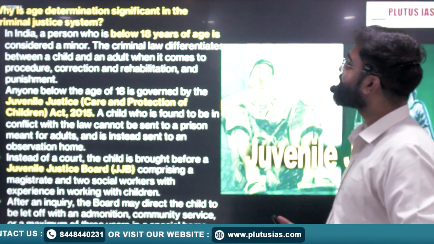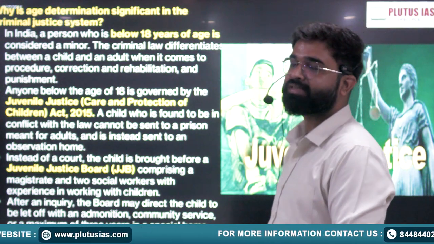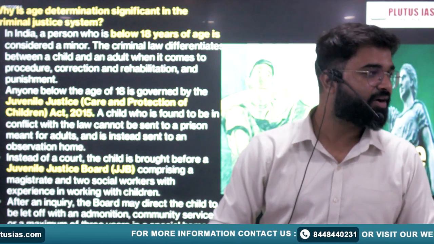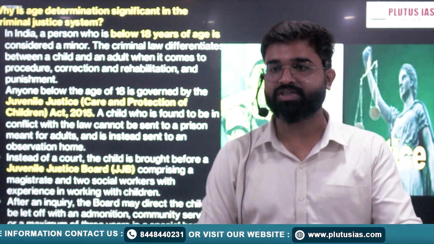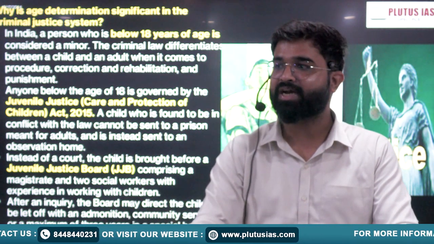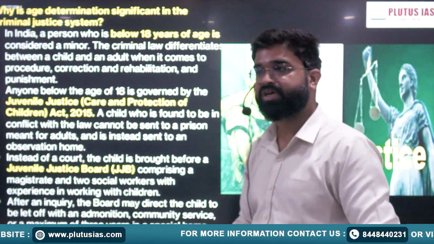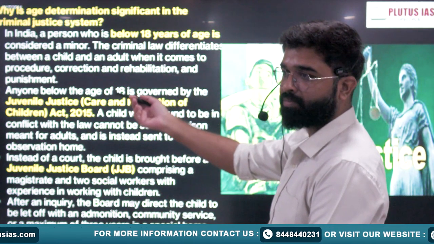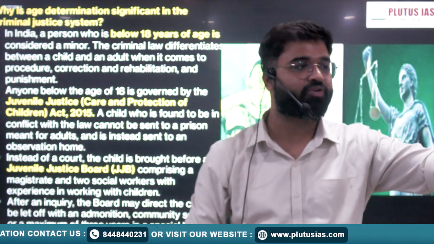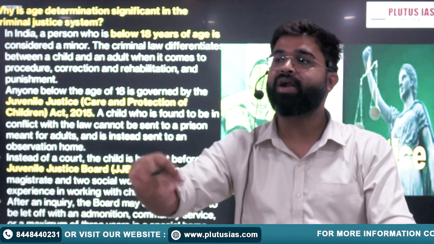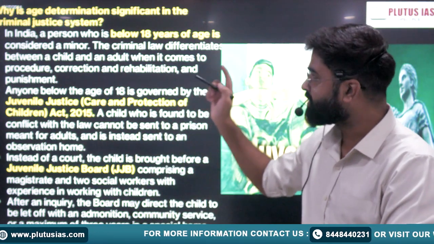Now, why is age determination significant in the criminal justice system? As we have discussed the POCSO Act, and right now we are discussing the Juvenile Justice Act, both the acts define a child as any person who has not completed 18 years of age. That is why age determination is crucial in the Indian judicial system. Because before 18 years of age, if you are an accused, then you will be tried under a different set of laws, and if you are above 18 years of age, then you will be tried under a different set of laws. That is why age determination is crucial.